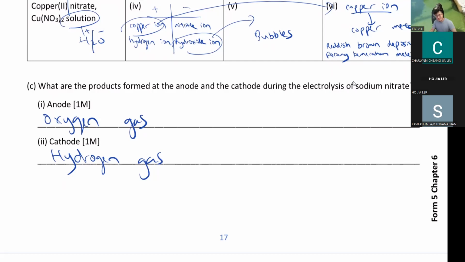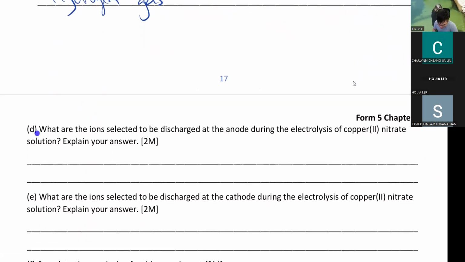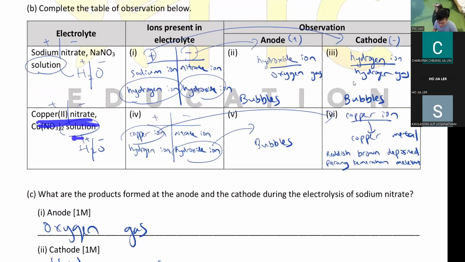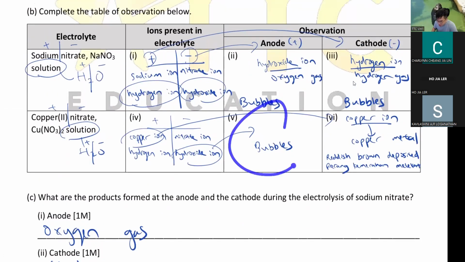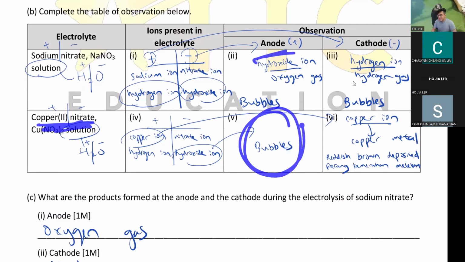Okay, so guys, moving on. What are the ions selected to be discharged? Discharge means they are kicked out. At the anode during electrolysis of copper(II) nitrate solution. Copper(II) nitrate solution is this one. So at the anode, what ion is chosen here? Now they want the ion. They don't want the product. They don't want the observation. They want the ion.